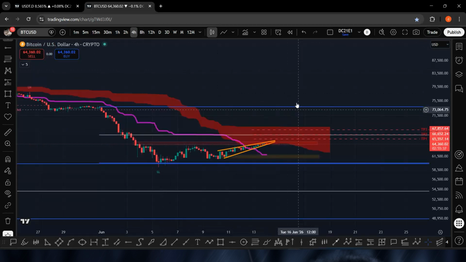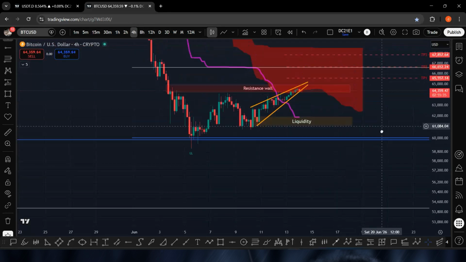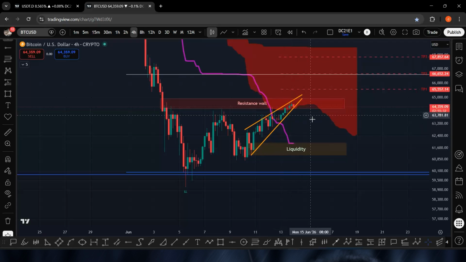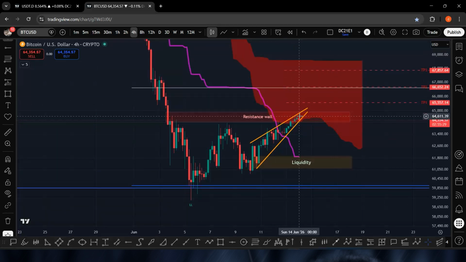Jump into the 4-hour time frame. In a 4-hour time frame, price already touched the bottom of the Kumo cloud, the Kumo cloud acting as a resistance, and you know that we have a resistance wall here, okay? So the resistance wall here means price tried to break it several times, but it wasn't successful so far, okay? So we expect some kind of rejection to the downside, okay? The liquidity level is around here, okay?